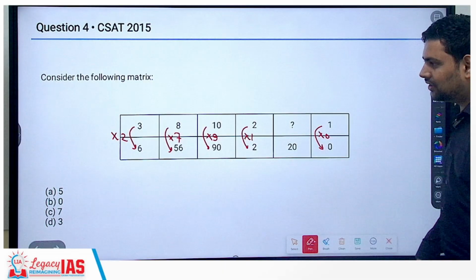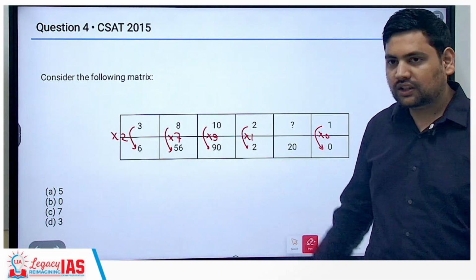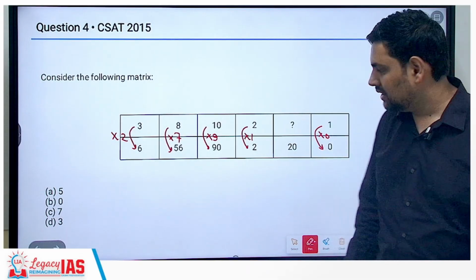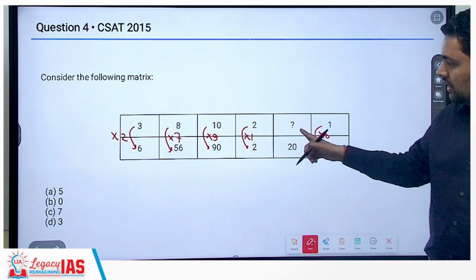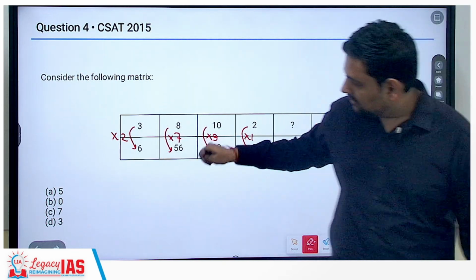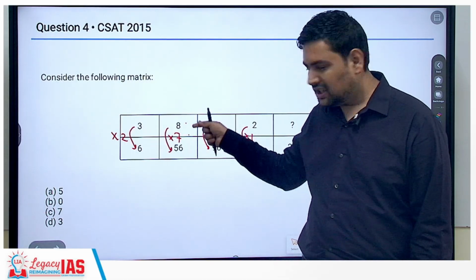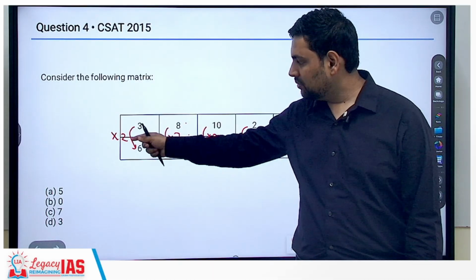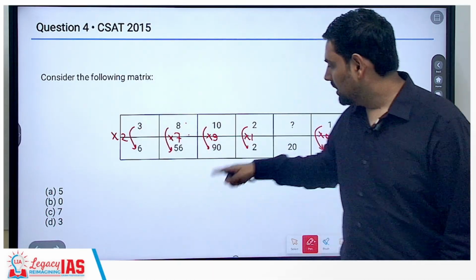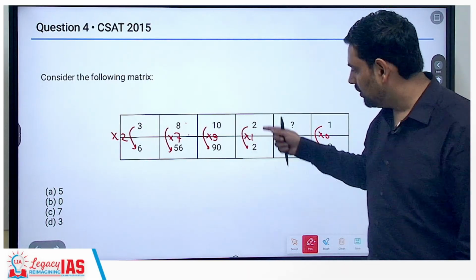So now, can you find a pattern? This is multiplied by 2, this is multiplied by 7, by 9, by 1. The pattern actually is, for example, let's take this: 8 is multiplied by 7. 7 is what? 7 is 1 less than 8. Similarly, 3 is multiplied by 2 because 2 is 1 less than 3. Similarly, 10 is multiplied by 1 less than itself, that is 10 into 9, 2 into 1.